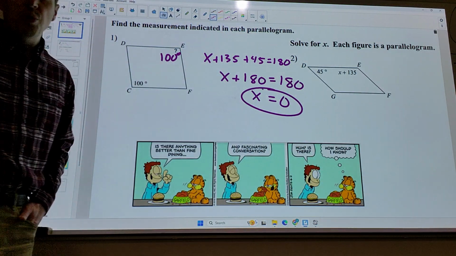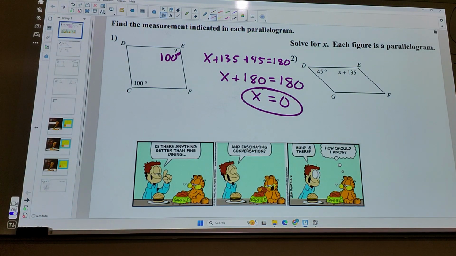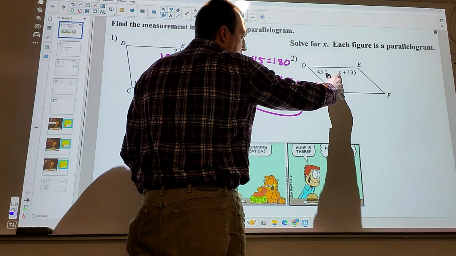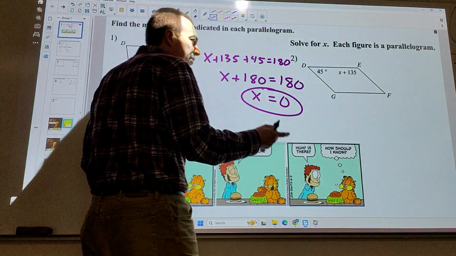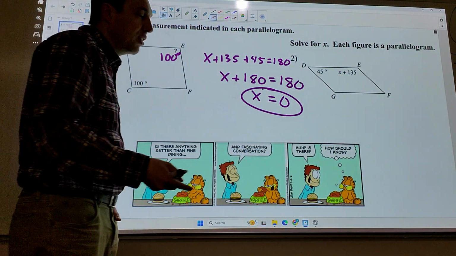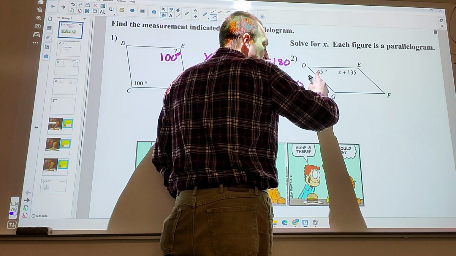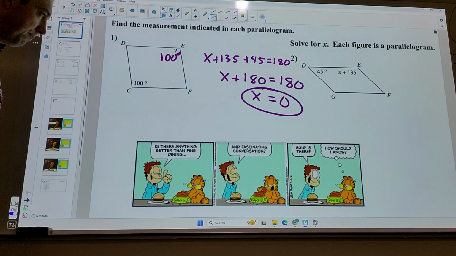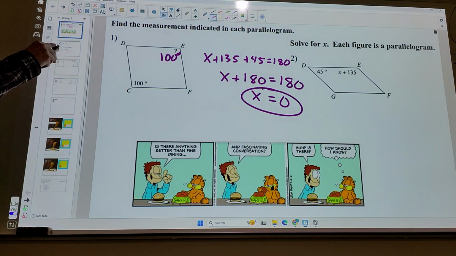There's nothing wrong with x equaling 0. It's a number. You can plug it back in to see if it works. Plug in 0. 0 plus 135 is 135. Does 45 plus 135 equal 180 degrees? Yeah. All right, new stuff.